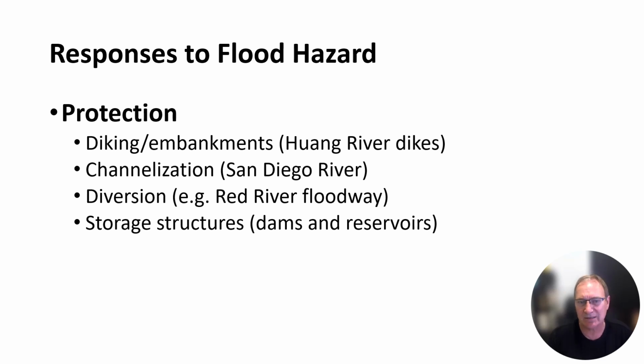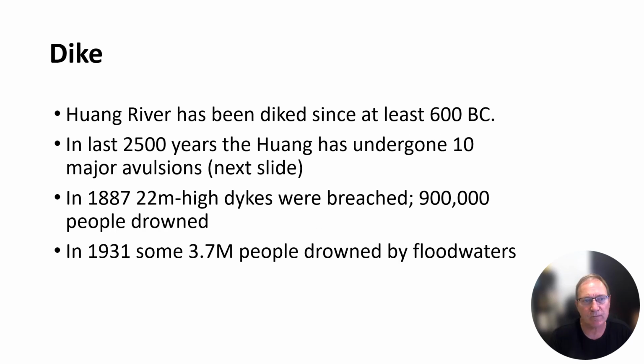There are some states that have substantial amounts of dams that have been put into place, in many cases for hydroelectric power, but also for flood control. And where those dams exist for flood control, they create substantial reservoirs. So here's some examples of a dike. The Huang River in China has been diked since at least 600 BC.